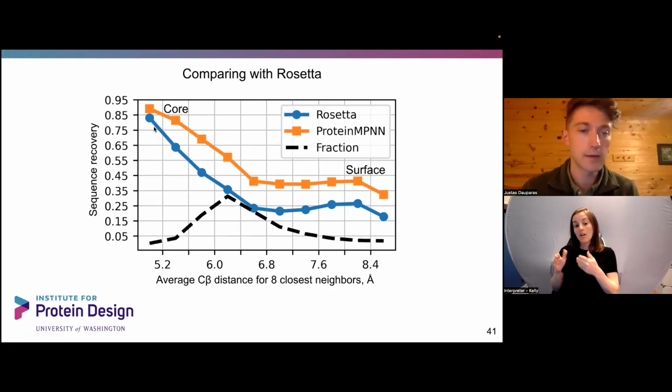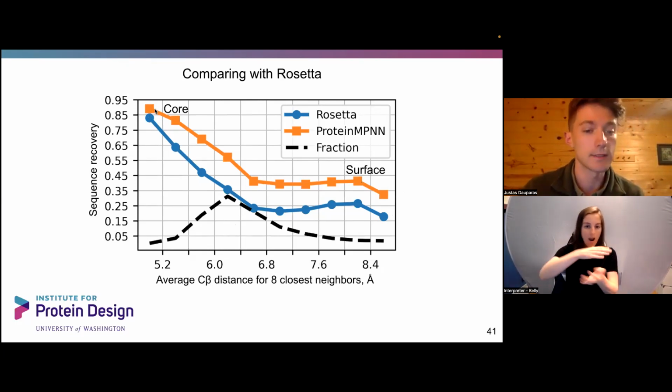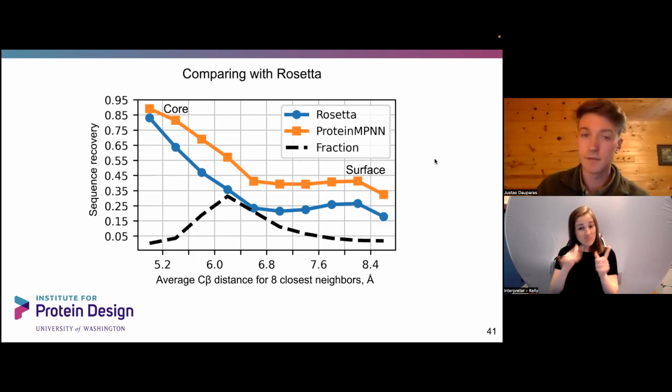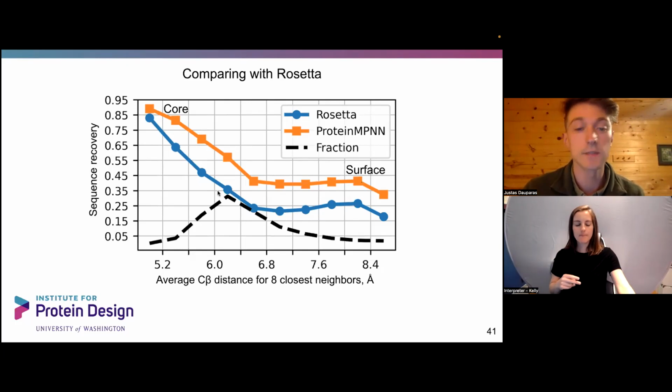We see that ProteinMPNN is doing better than Rosetta both in the core and on the surface, and they're both kind of matching at the core. There's really high certainty, with almost 90% accuracy or sequence recovery. The model can recover what was actually there. On the surface it's much lower, but they're both almost monotonic functions of this nearest C beta distance, which suggests that the ability to recover the sequence is a function of the geometry. It's saying how many constraints I have from other residues around. This is not incorporating any function or any other things.